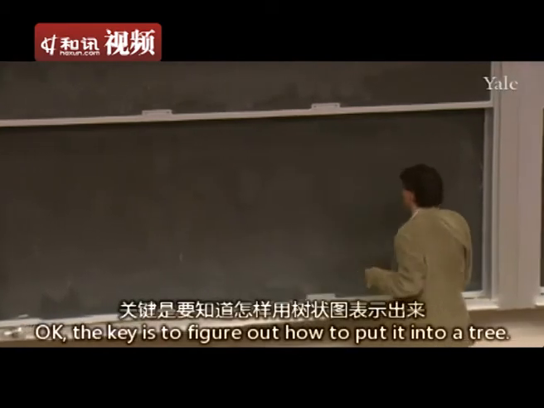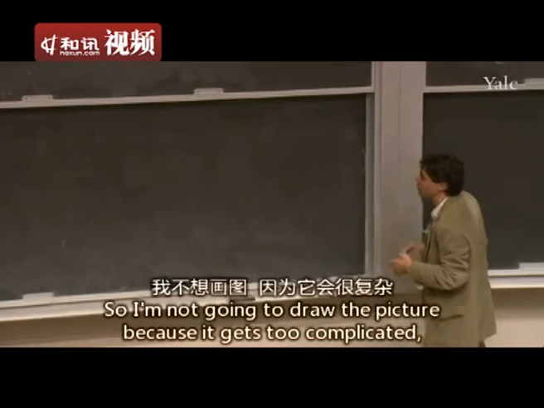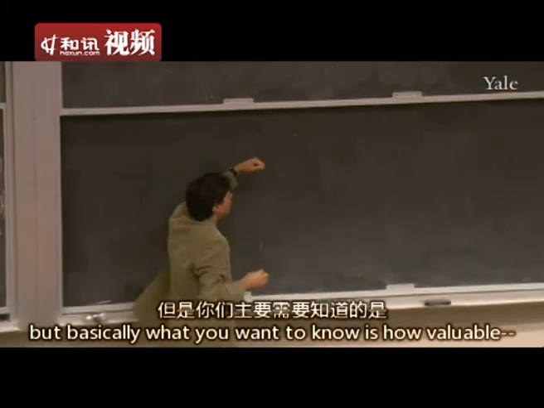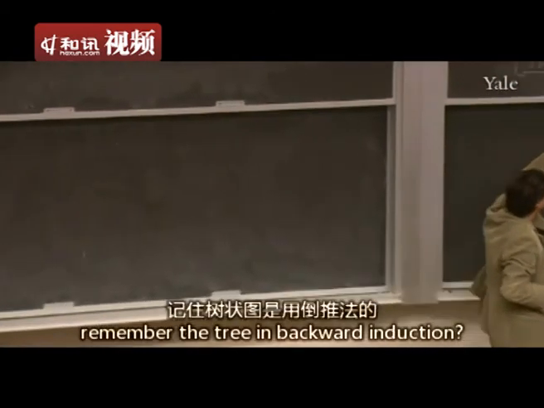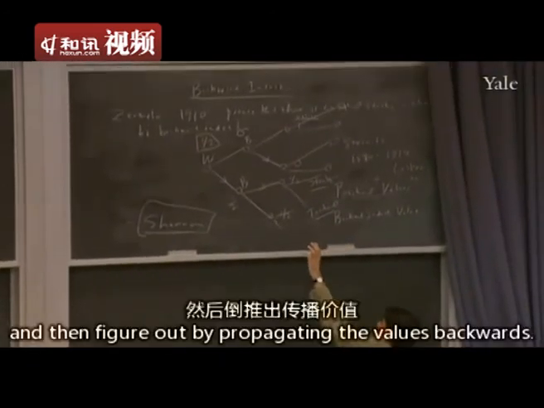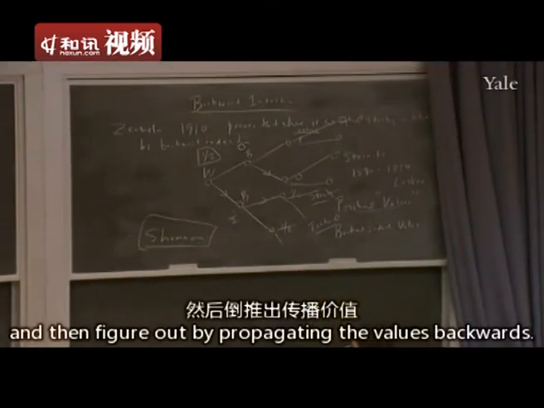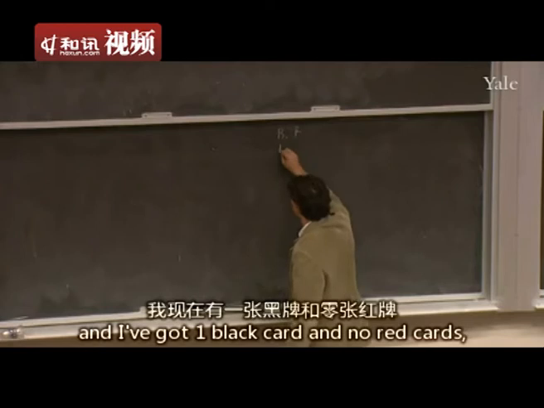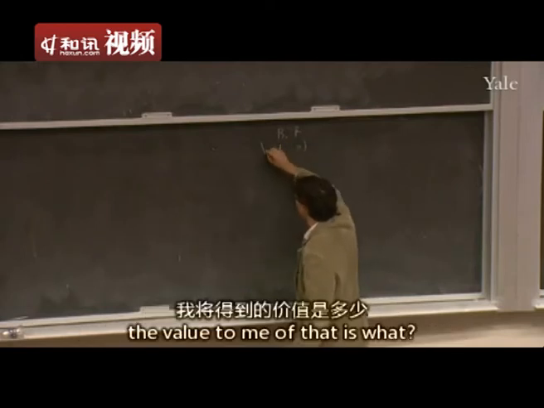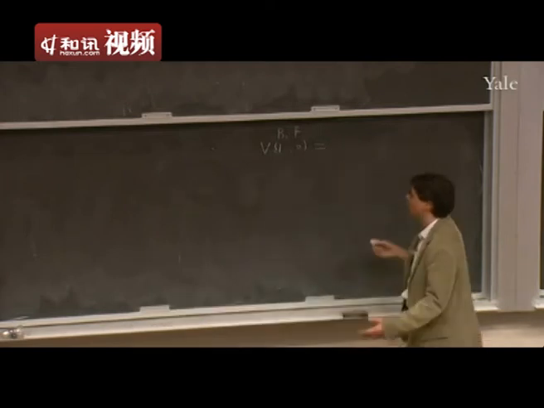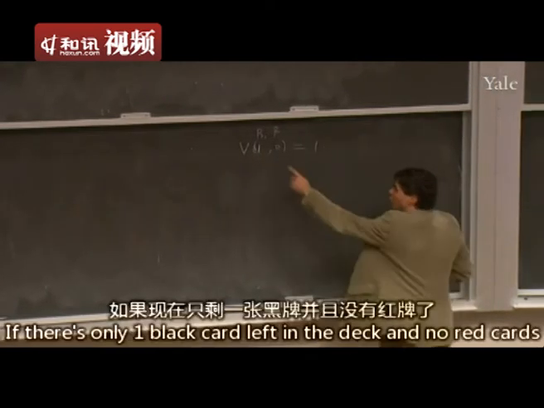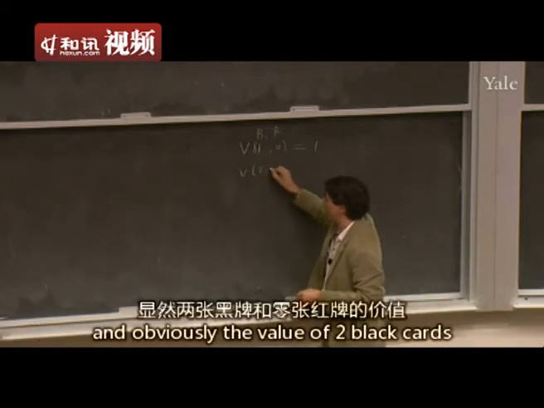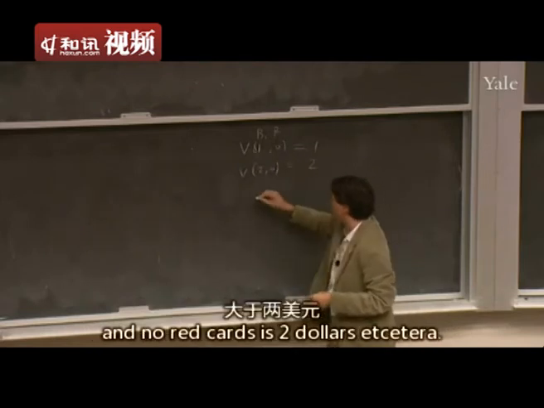Okay, well, the key is to figure out how to put it into a tree. So I'm not going to draw the picture because it gets too complicated. But basically, remember the tree in backward induction: take the thing at the end and then figure out the values by propagating them backwards. So if I have black and red here, and I've got 1 black card and no red cards, the value to me of that is what? I'm going to win $1 for sure. If there's only 1 black card left in the deck and no red cards, I know I'm going to play to the end and get $1. And obviously the value of 2 black cards and no red cards is $2, etc.